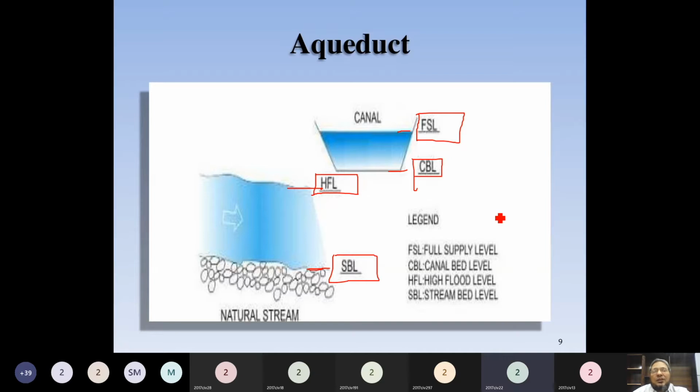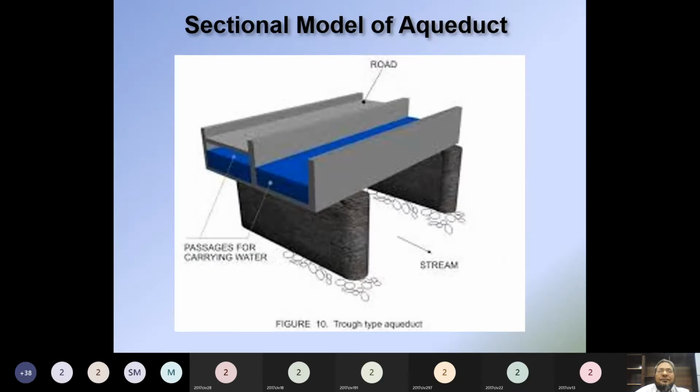Yes, sir. Okay. So aqueduct, when will we provide an aqueduct? When the canal bed level is sufficiently higher than the high flood level of the stream. और अगर ऐसे canal cross कर रही है, तो the structure which we will provide is called an aqueduct. This is one model of the aqueduct.